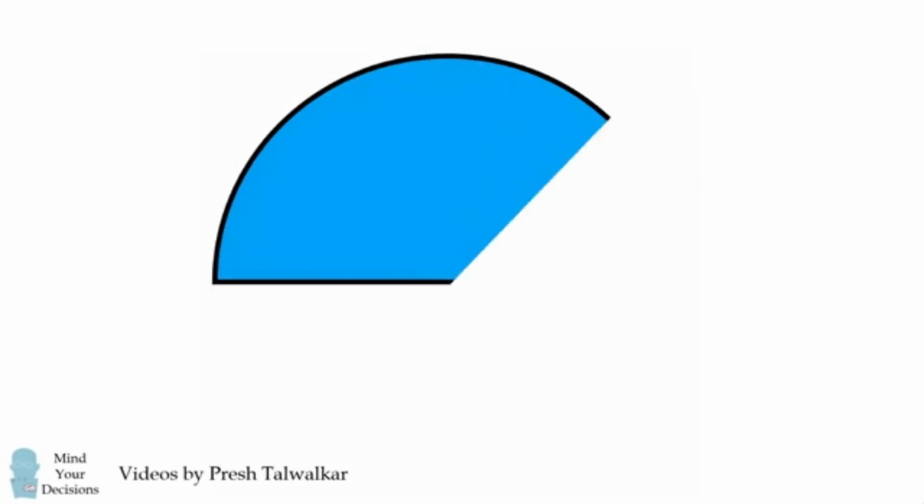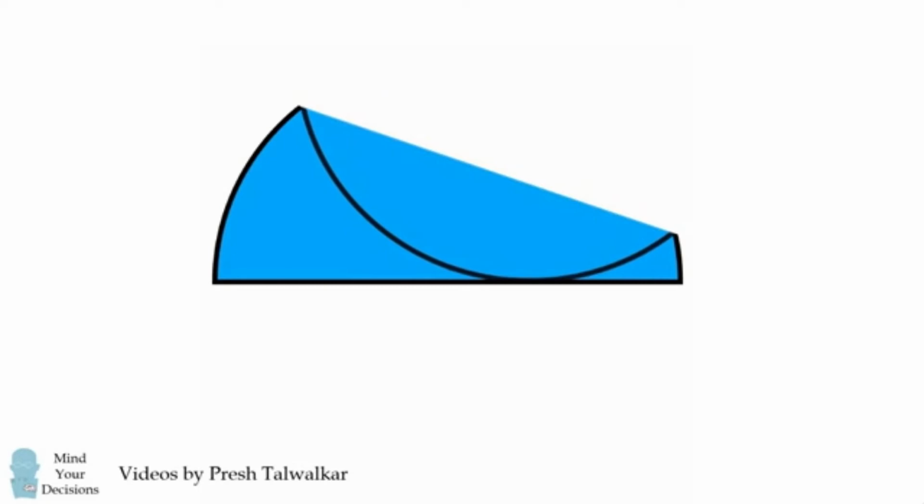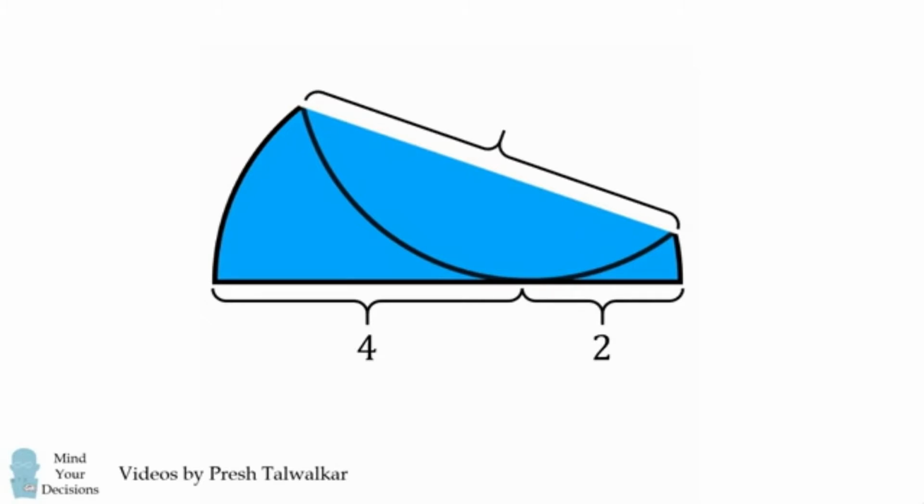Mind Your Decisions, I'm Presh Talwalkar. Start with a semicircle. From the upper right corner, carefully fold a circular segment until it just touches the diameter, and divides the diameter into lengths of 4 and 2. The question is, what is the length of the folded line?